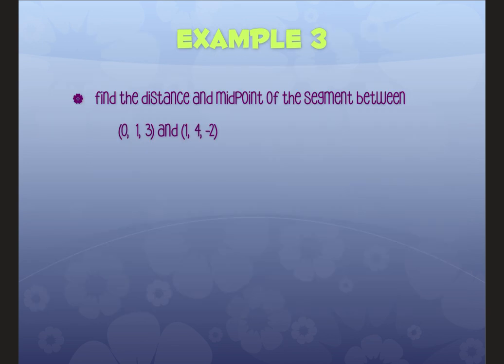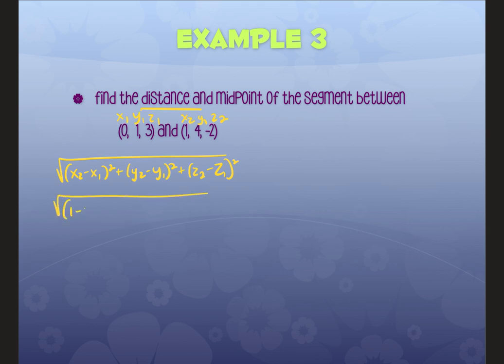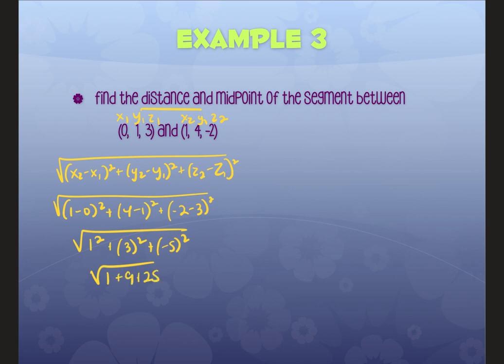All right, so example 3 says find the distance and the midpoint of the segment between 0, 1, 3 and 1, 4, negative 2. So the first thing we're going to do is the distance. So square root of x2 minus x1 squared plus y2 minus y1 squared plus z2 minus z1 squared. And it doesn't matter which one you make the 1s or which ones you make the 2s, as long as you're consistent. So I'm going to do the square root of 1 minus 0 squared plus 4 minus 1 squared plus negative 2 minus 3 squared. I get the square root of 1 squared plus 3 squared plus negative 5 squared. Square root of 1 plus 9 plus 25, which is 35.